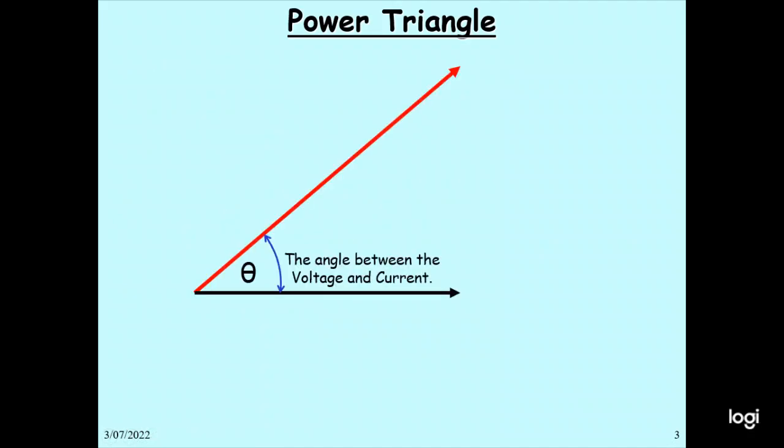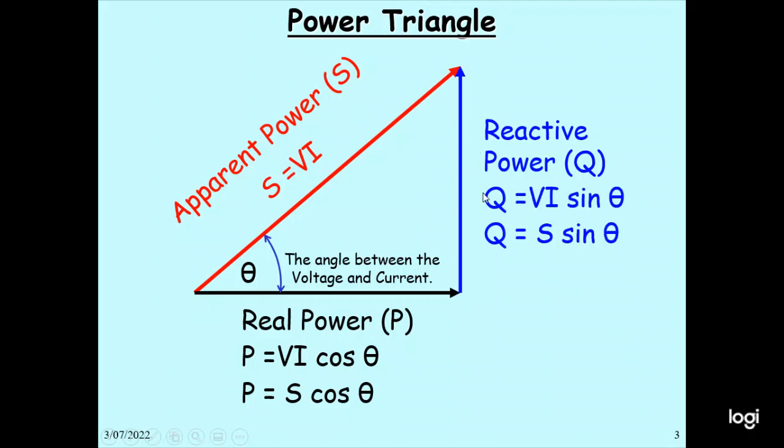This angle theta is the angle between voltage and current. This one is S equal to VI, the apparent power. This one is the reactive power Q. Q is VI sin theta, or S sin theta. Here, horizontal is the real power P, VI cos theta or S cos theta. So S is the hypotenuse.